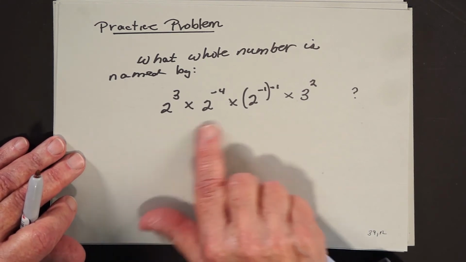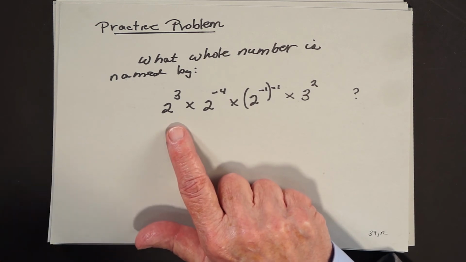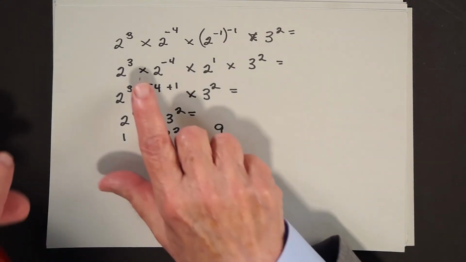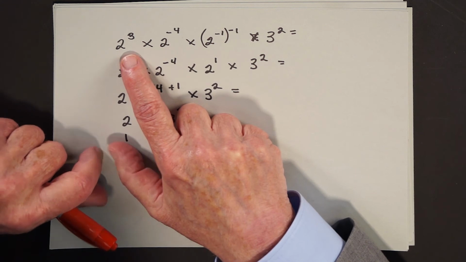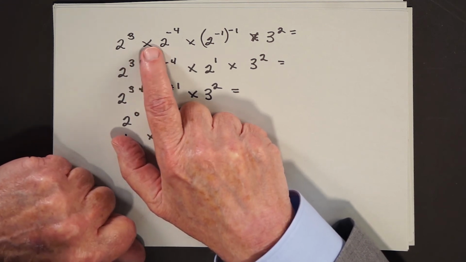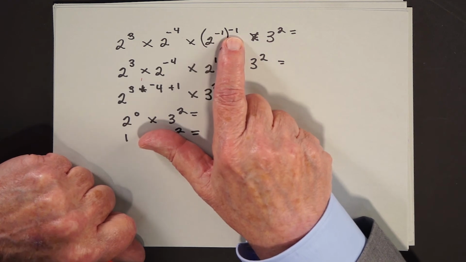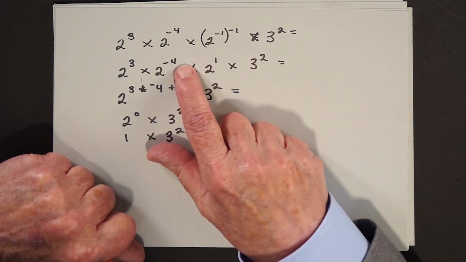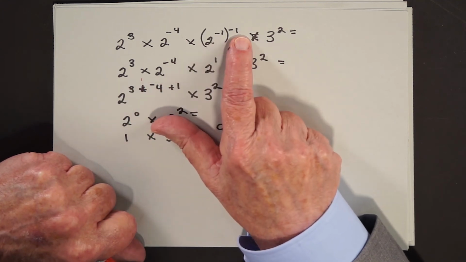And we're just going to do the solution mechanically just to show you how many rules are involved here, okay? Let's do this problem just by using the rules for exponents that we already talked about. The problem was: 2 to the third times 2 to the negative 4 times 2 to the negative 1, raised to the negative 1 power, times 3 squared. Okay? 2 to the negative 1 to the negative 1.